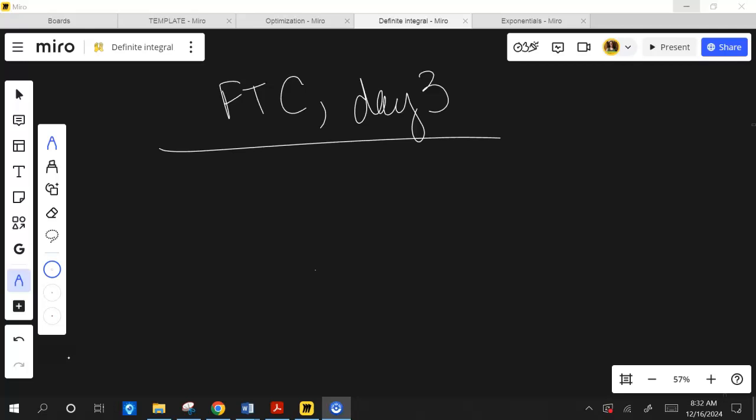Lemons are harvested. This is number 41 in your book, by the way. This is kind of the application part.